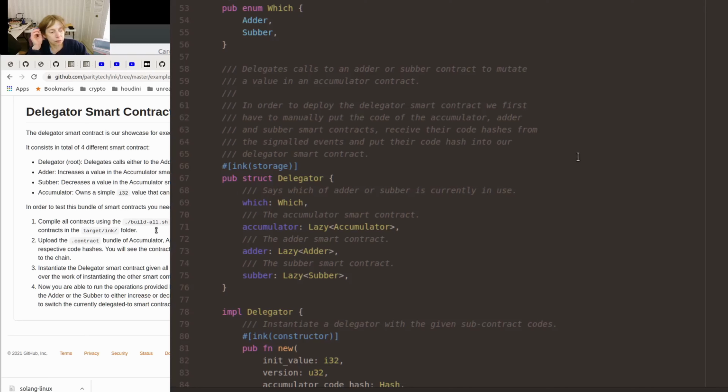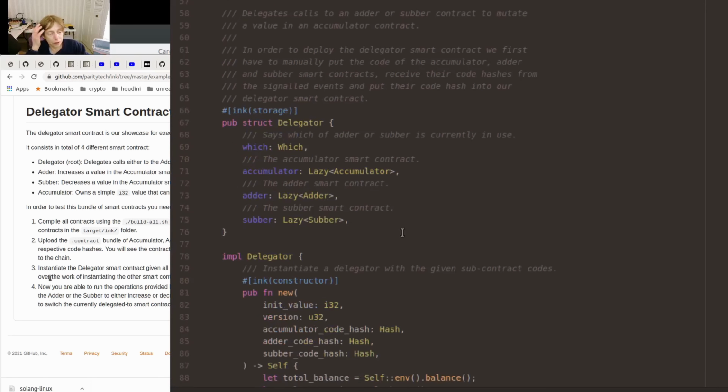So the way they define them here is the accumulator, adder, and subber are defined as lazy. Now, normally what that means is that it's not going to allocate them until it has to. I think these things are small enough it may not matter, but it is not allocating space it doesn't need yet.